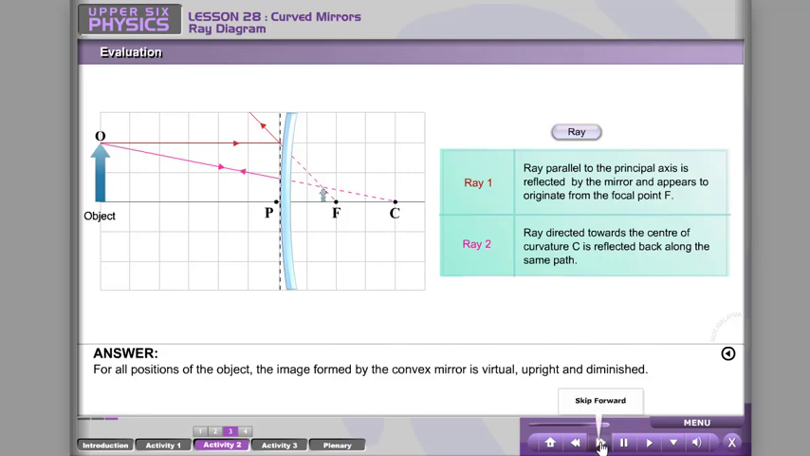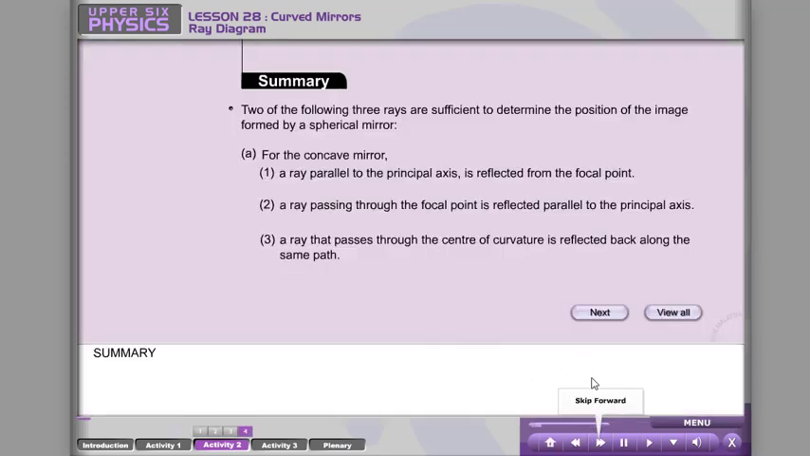Summary. Two of the following three rays are sufficient to determine the position of the image formed by a spherical mirror. A. For the concave mirror. 1. A ray parallel to the principal axis is reflected from the focal point. 2. A ray passing through the focal point is reflected parallel to the principal axis. 3. A ray that passes through the center of curvature is reflected back along the same path.